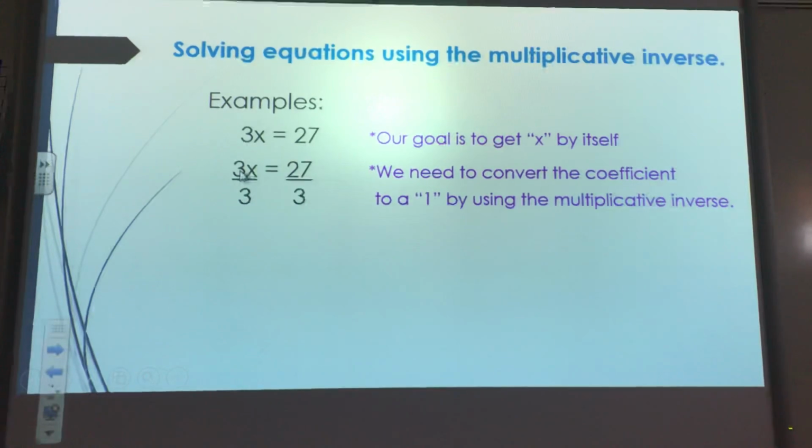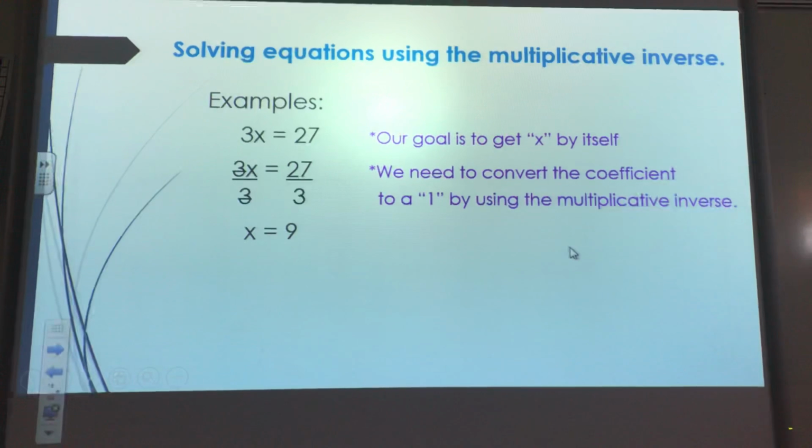Here we have multiplication happening, so in order to create a coefficient of 1, we will do the opposite operation, and the opposite of multiplication is division. And whatever we do to one side, we must do to the other side. So 3 divided by 3 is going to cancel out, giving us a coefficient of 1, and 27 divided by 3 is going to give us 9.